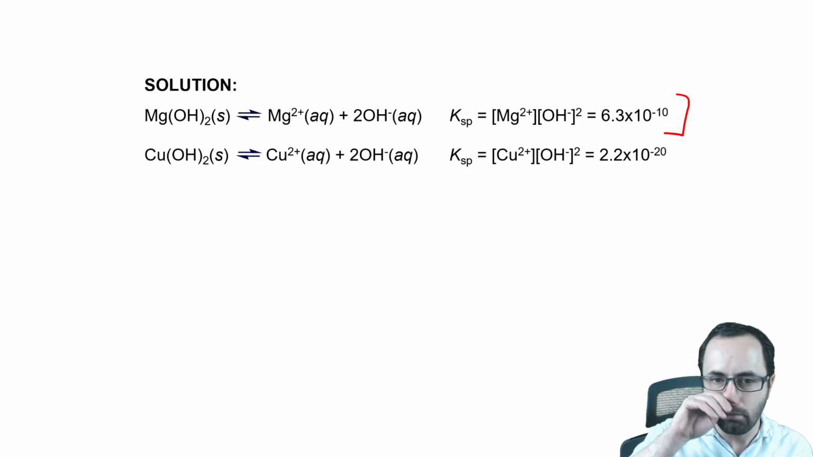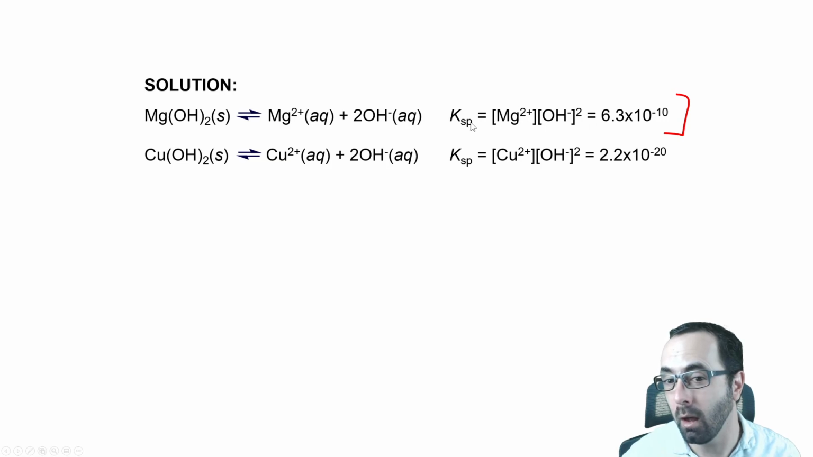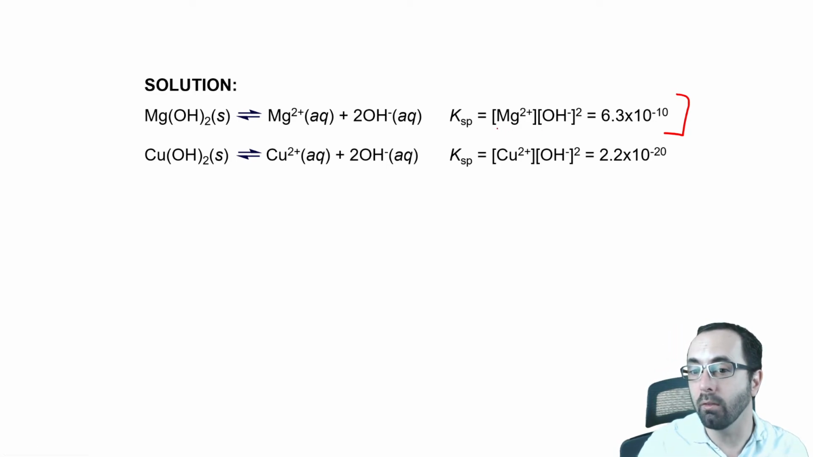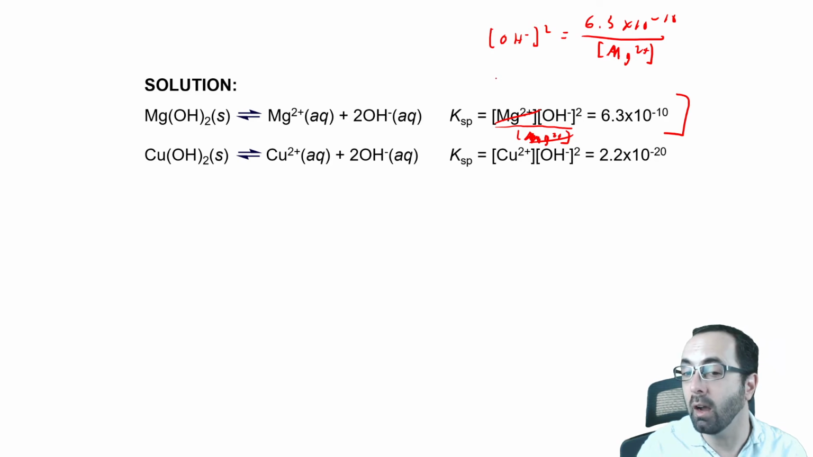So we're going to figure out how much hydroxide we could add to be at equilibrium for magnesium hydroxide. So we're going to solve this for the hydroxide concentration. We're going to divide both sides by the magnesium 2+ concentration. I'm going to cancel that, and so we'll get hydroxide concentration squared equals 6.3 times 10 to the minus 10 over the magnesium ion concentration. And then to find the concentration of hydroxide, that is the maximum amount we could add, the amount that would be at equilibrium but not past it, we'll take the square root of both sides.